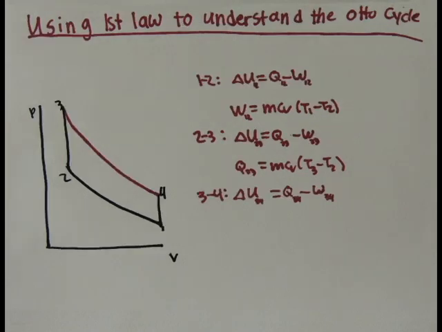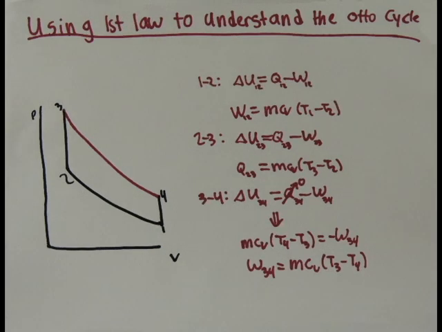The process from 3 to 4 is another isentropic process. It's the isentropic expansion. So once again, Q is 0, and W is mCv (T3 minus T4).